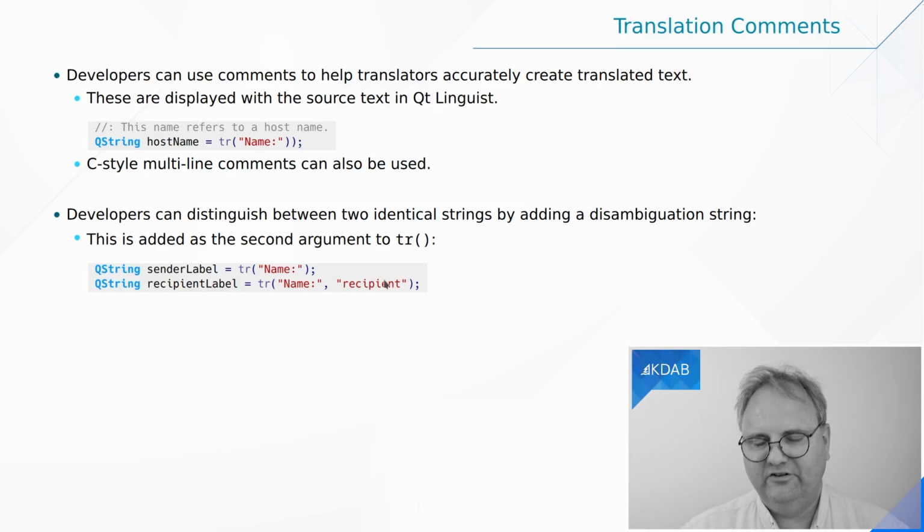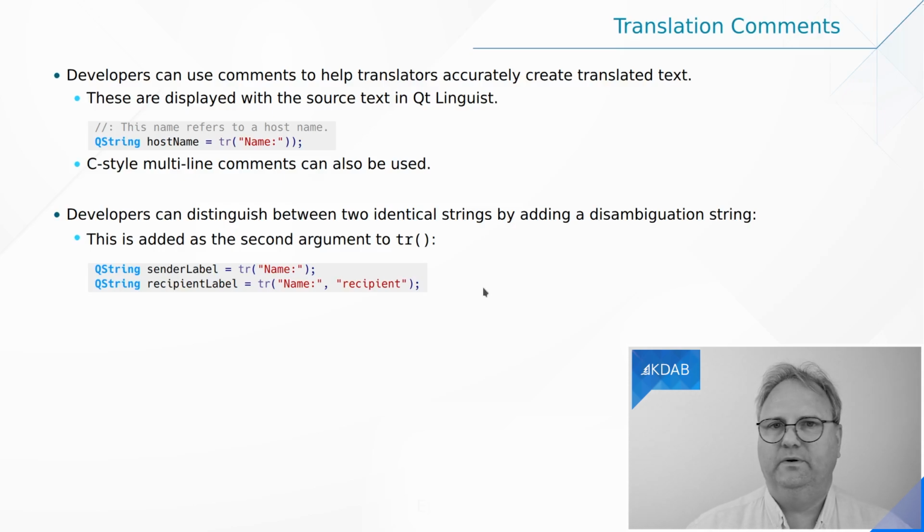The disambiguation string down here, it could be anything. It could be, hey, this is the name of the recipient. That would be a complete sentence for the translator that they would know. But you can also do it with a comment that you put on top of your translation. So in this setup here, it says this name refers to a host name. And there you have it. The translator will see both this string here and this string down there.